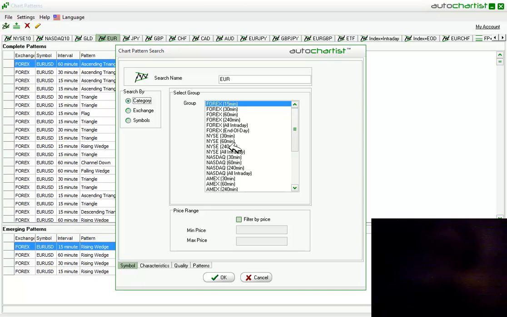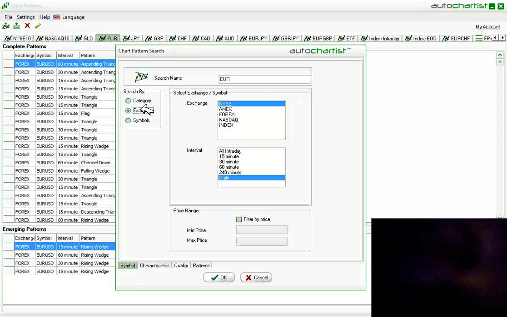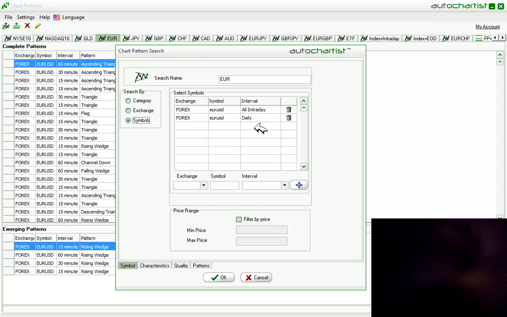So rather than going by category or by exchange, which are very broad search criteria, we get into the most customizable criteria, which is symbol. And here, very simply, exchange is Forex. The symbol is the EUR USD for the Euro US dollar. And then finally we choose the interval. Now, if you trade all intraday intervals, meaning the 15, 30, 60, and 240 intraday time frames, if you trade all four of these, this is what AutoChartist scans for. If you trade all of them, go ahead and choose intraday.